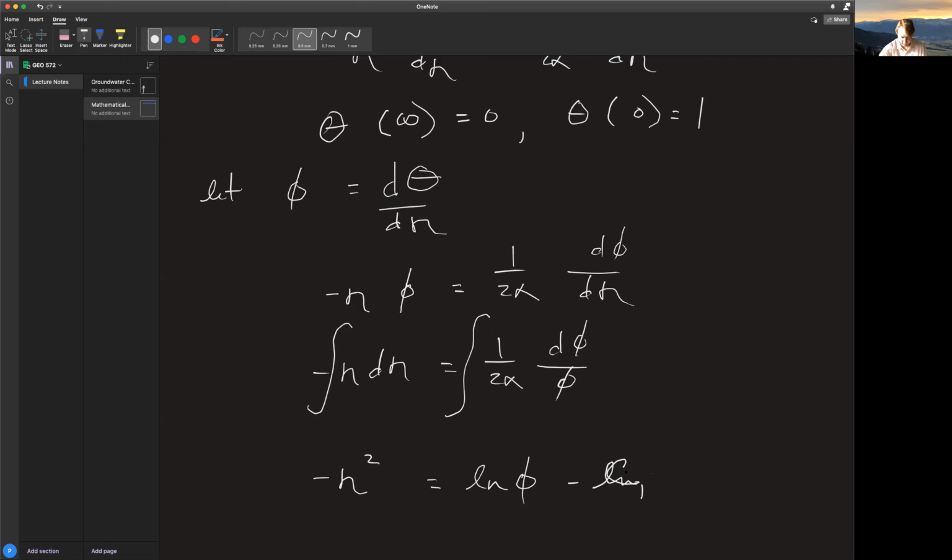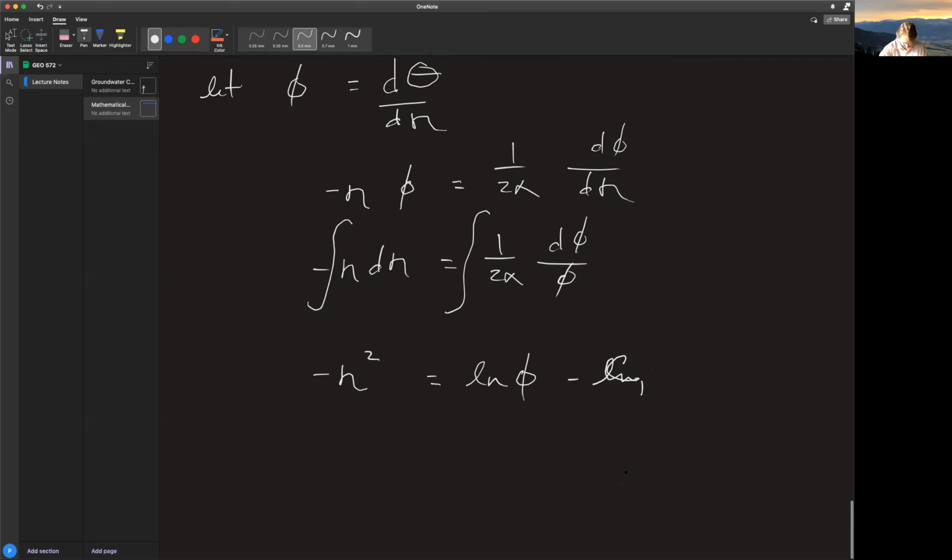Now I can go another step. Phi is equal to C1 e to the negative eta squared. I just took the exponent of both sides. And remember, phi is equal to d theta d eta.